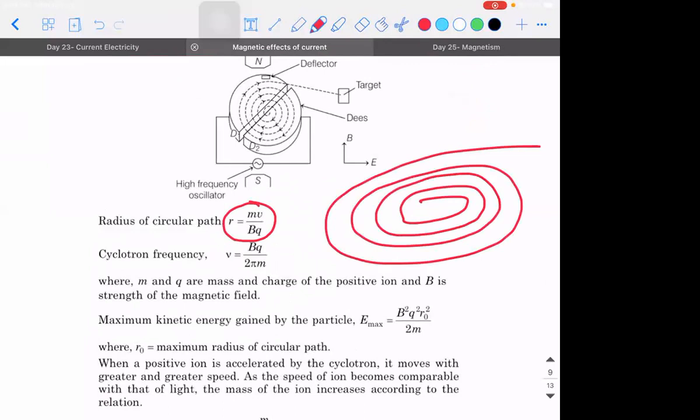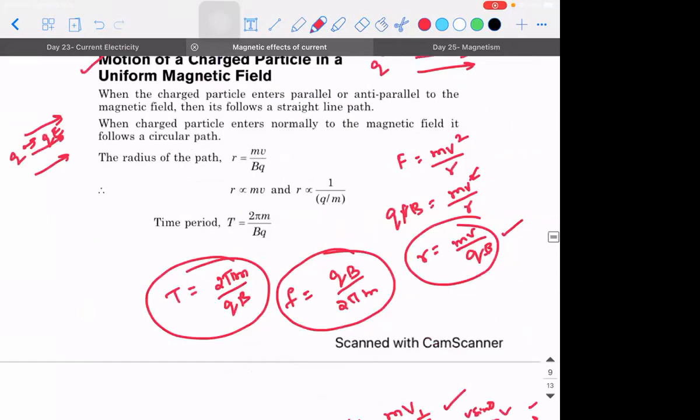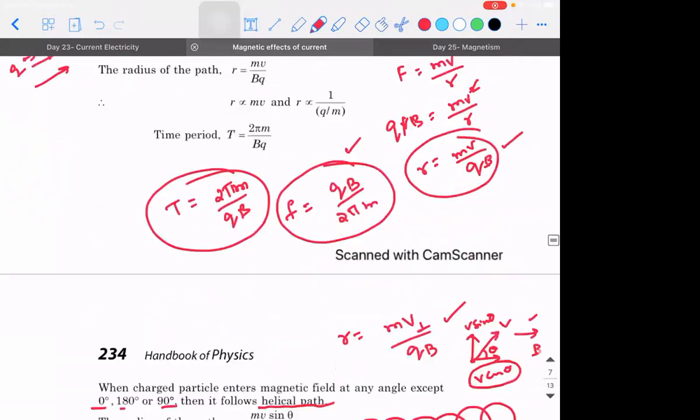Due to the change in the direction of the electric field, while the direction of the magnetic field is fixed, the particle will accelerate and start moving with increasing radius. The radius of each circular path is given by the value mv divided by qB. And there is something called the cyclotron frequency, which is qB divided by 2 pi m. It is exactly what we saw in the time period. qB divided by 2 pi m is the cyclotron frequency.